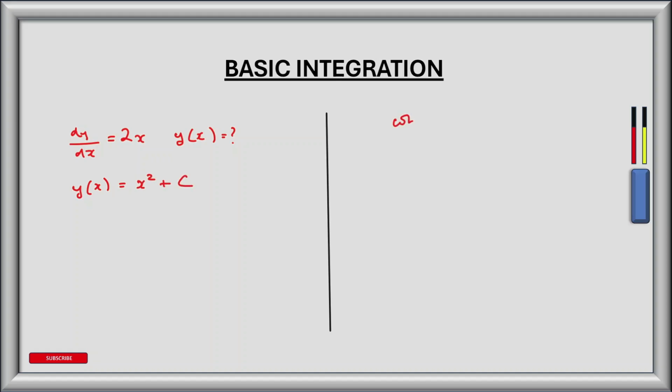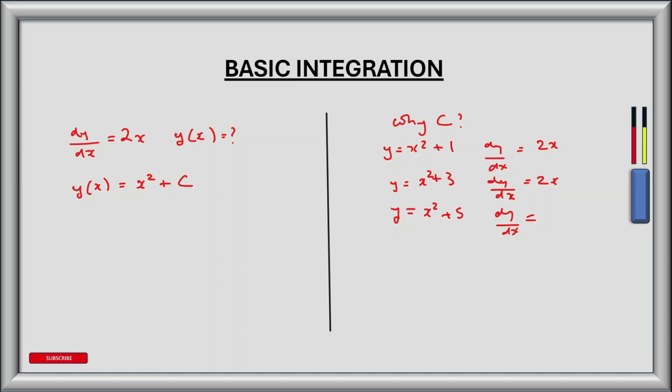So why is there a constant c, I hear you cry? The constant c is very important because there are many functions whose derivative is 2x. Let's take a look at some examples. If we have y is equal to x squared plus 1, dy by dx is equal to 2x. If we have y is equal to x squared plus 3, dy by dx is also equal to 2x. If we have y is equal to x squared plus 5, again dy by dx is equal to 2x. So it follows that for y equals x squared plus c, the derivative dy by dx is equal to 2x.